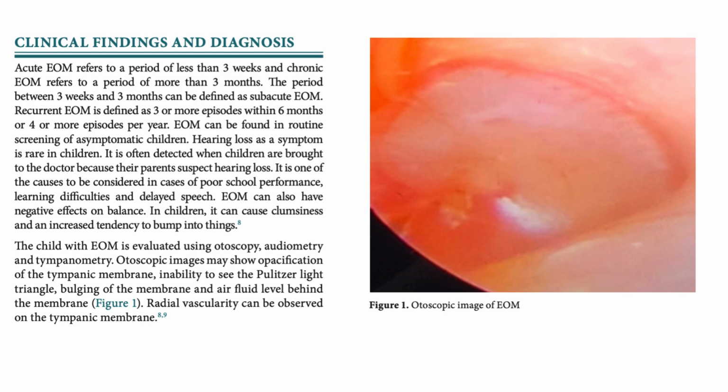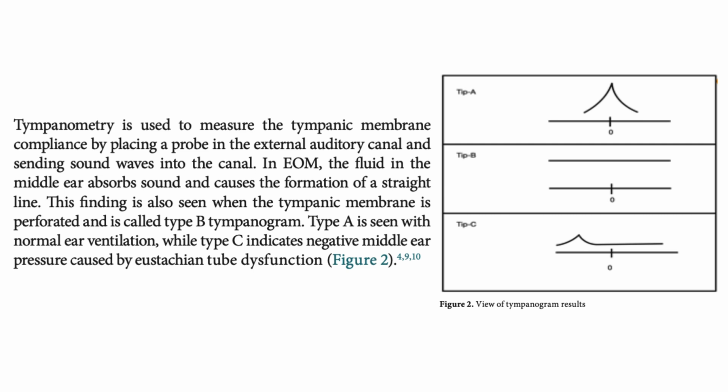Otoscopic images may show opacification of the tympanic membrane, inability to see the Politzer light triangle, bulging of the membrane, and air fluid level behind the membrane. Radial vascularity can be observed on the tympanic membrane. Tympanometry is used to measure the tympanic membrane compliance by placing a probe in the external auditory canal and sending sound waves into the canal. In EOM, the fluid in the middle ear absorbs sound and causes the formation of a straight line. This finding is also seen when the tympanic membrane is perforated and is called type B tympanogram.